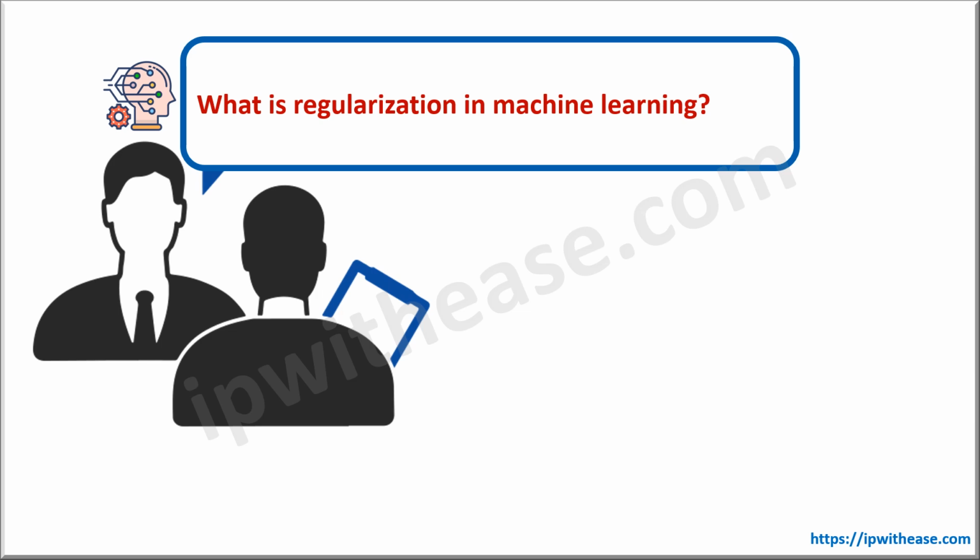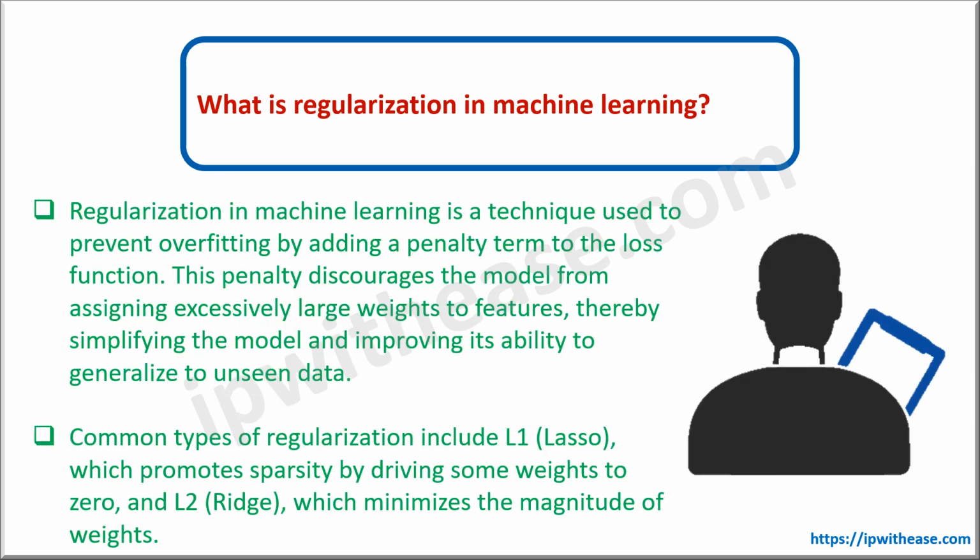Good. So what is regularization in machine learning? Well, regularization is a technique used to prevent overfitting by adding a penalty term to the loss function. This kind of penalty discourages the model from assigning excessively large weights to features, simplifying the model and improving its ability to generalize to unseen data. Some of the common types of regularization include L1 and L2.